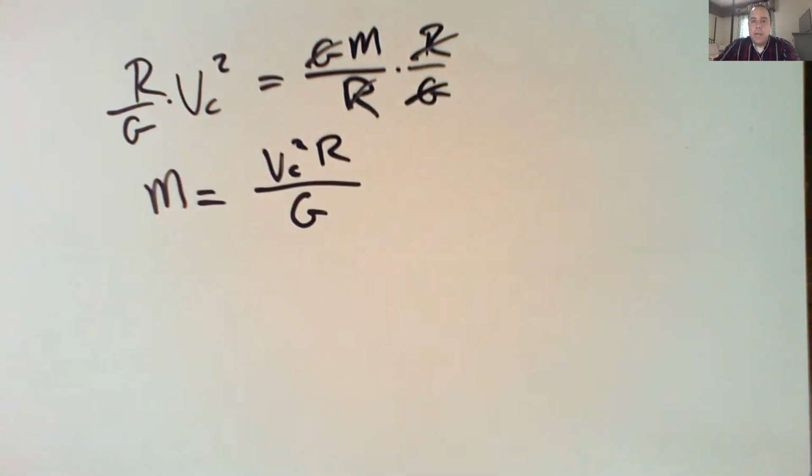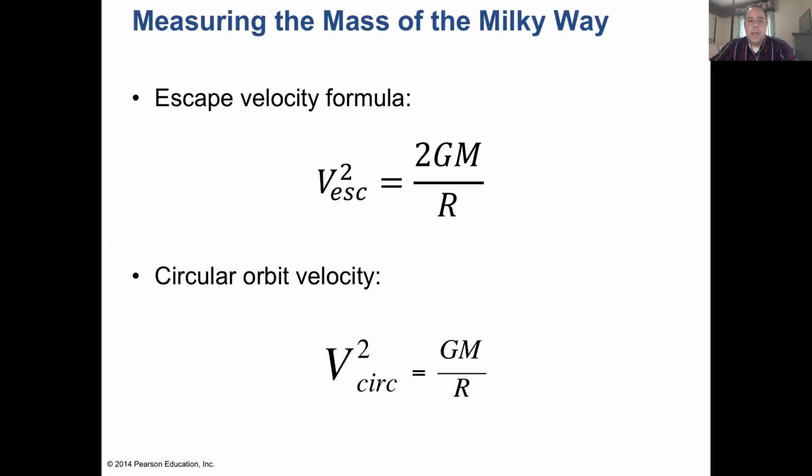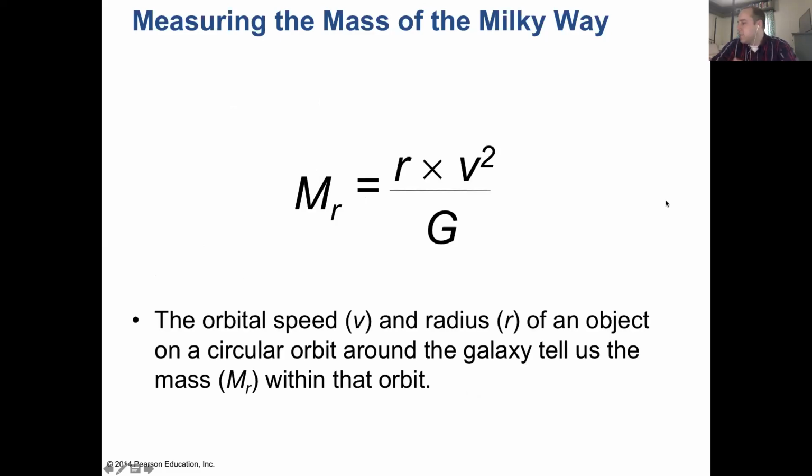Okay, let's go back to the slideshow. There we go. And this next slide is, guess what? I've just done exactly that. I've solved it for you. M_r equals r times v squared over G. So let's define these things briefly, and I'll tell you the caveats.